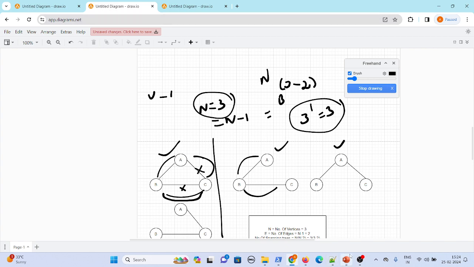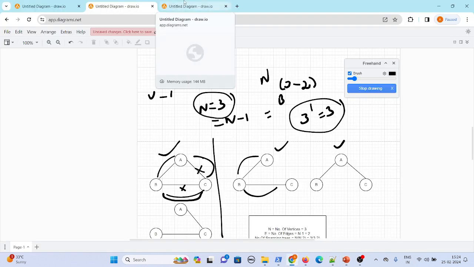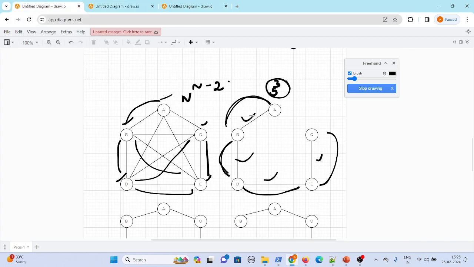What is meant by a minimum spanning tree? A minimum spanning tree is applicable for weighted graphs. Spanning trees are applicable only for undirected connected graphs. There are so many real world applications of this spanning tree.